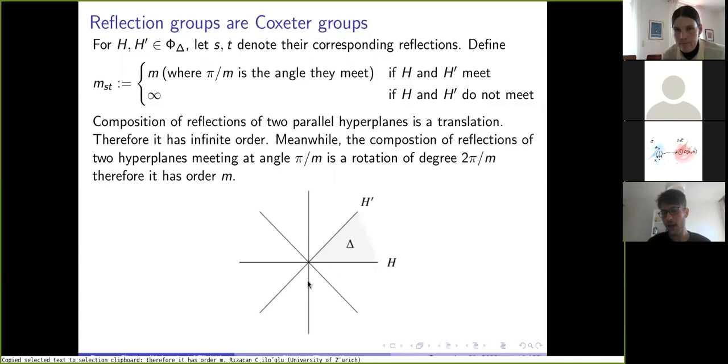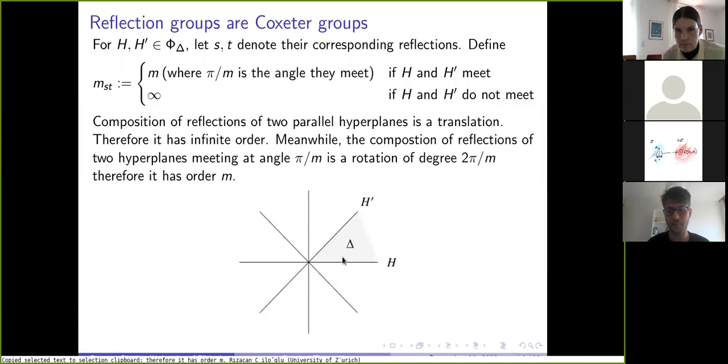So it will correspond to a rotation basically. And to see the angle, I'll just show it on the picture for R2, but it's a similar idea. Pick a point, it will go to another alcove, and then if you reflect again, it will move two alcoves apart from its original alcove. So since the alcoves meet at pi over m angles, it will move two pi over m degrees, basically. That's the idea.